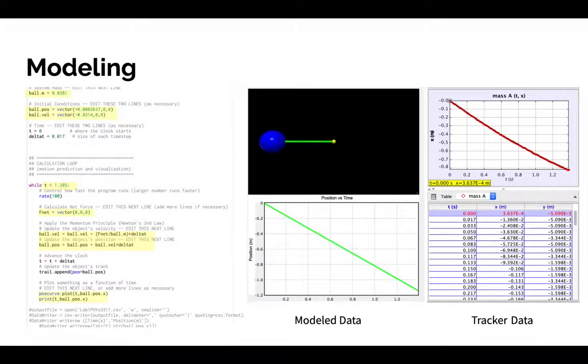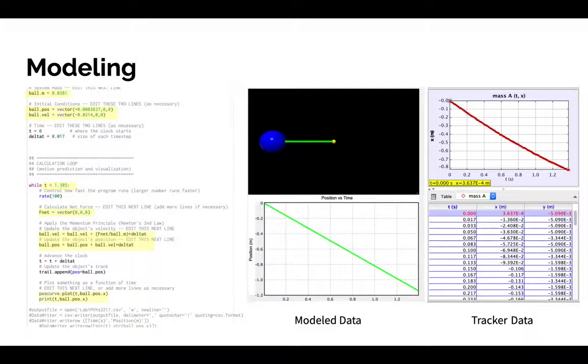I then used GlowScript to input the data to create my computational model. The ball's mass, the ball's position vector, and the ball's average velocity vector were all used to set up the physics of my model.